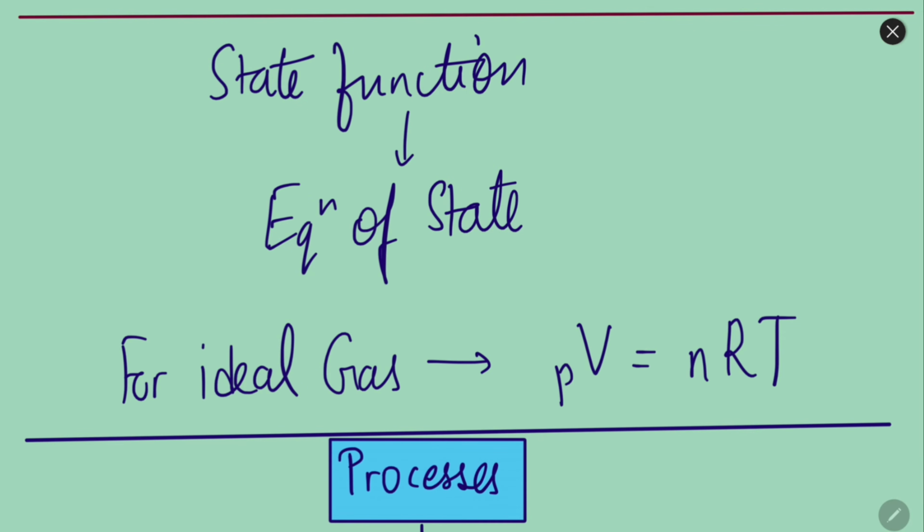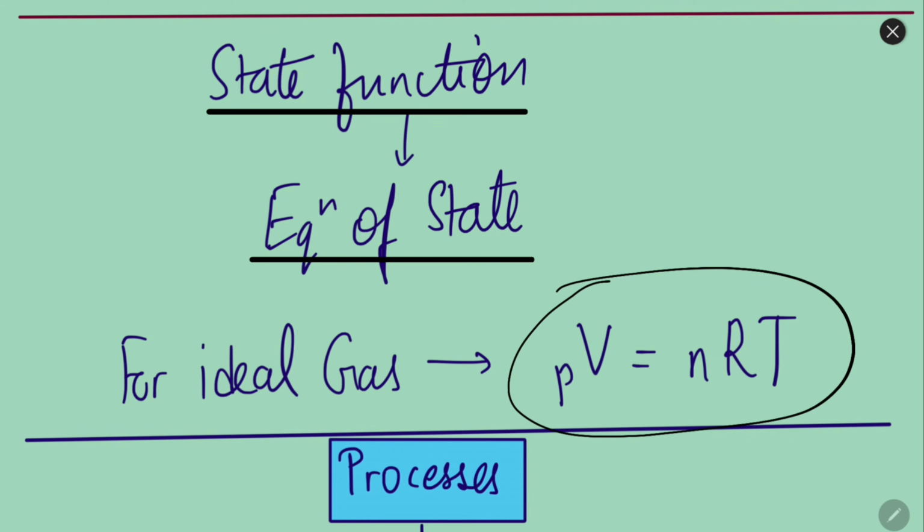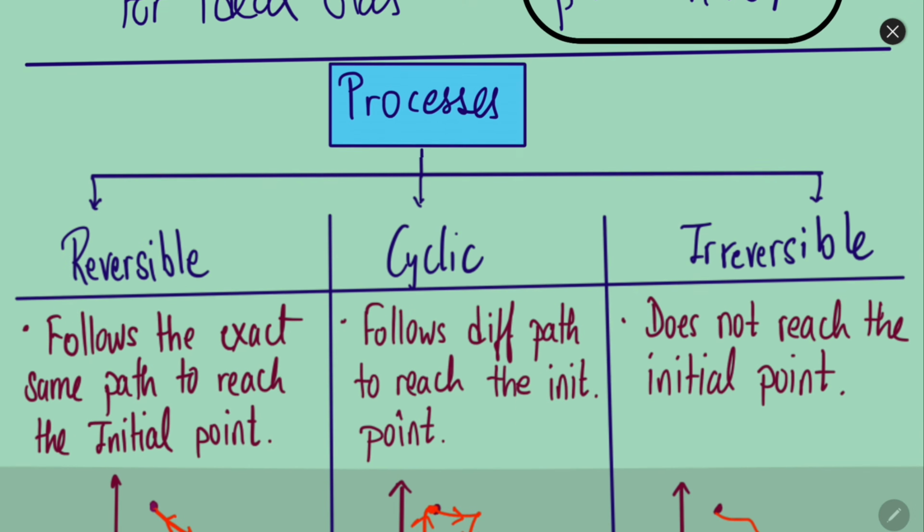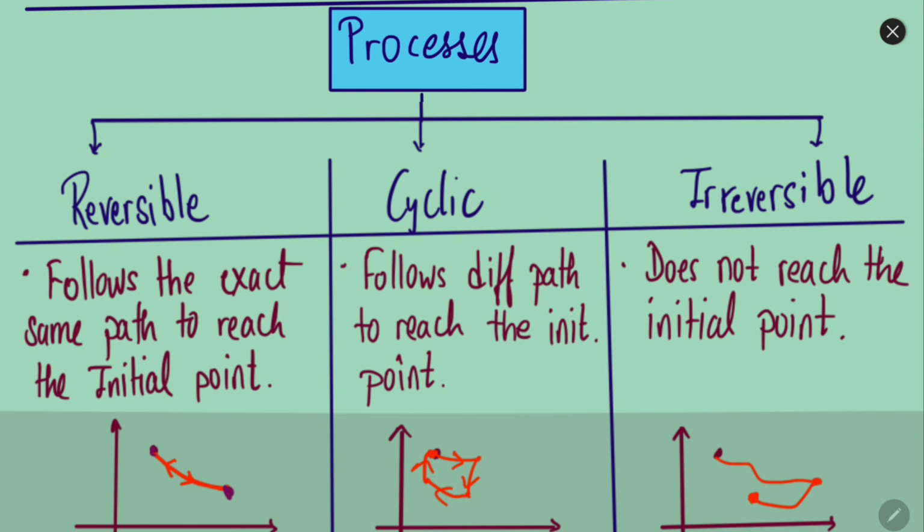Now there are some state functions, and those state functions make up the equation of state. For ideal gas, the equation of state is PV equal to nRT. We will understand about state functions in a moment. Now let's understand a few processes.